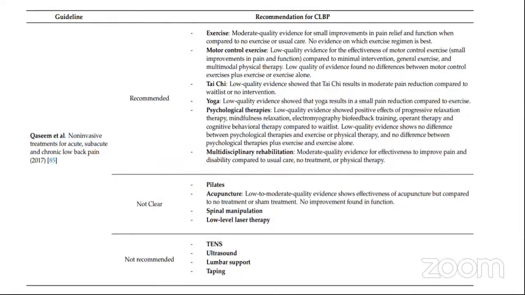Okay, so there are a few guidelines which have told that in chronic low back pain, we can use exercise, motor control exercises, tai chi, yoga, then psychological therapy and multidisciplinary rehabilitation. All these above mentioned are beneficial in chronic low back pain. And when it comes to acupuncture, spinal manipulation, and low-level laser therapy, we have seen that there is low evidence or a low efficacy rate in treating low back pain. So the efficacy of these is not clear. And what we shouldn't use in chronic low back pain are lumbar support and taping. These are not going to help chronic low back pain patients. So if you are using these techniques, you have to stop now.